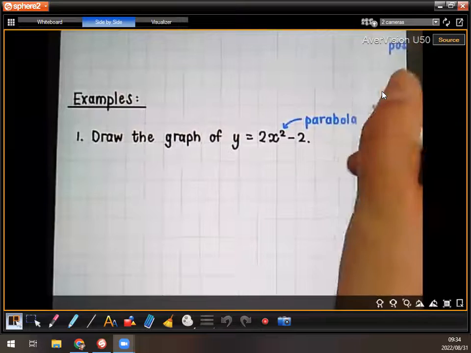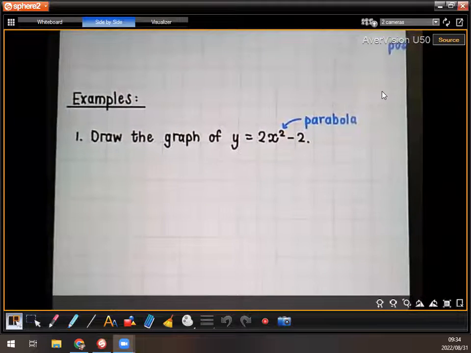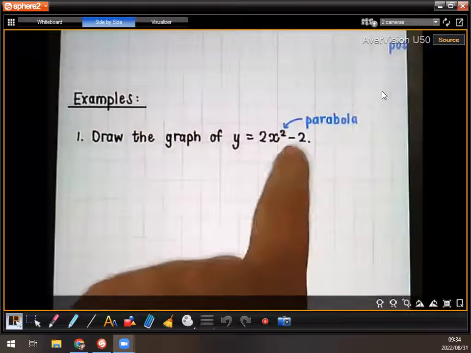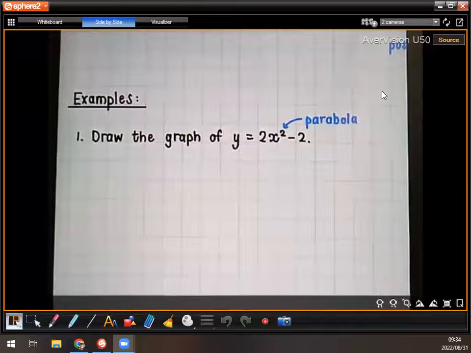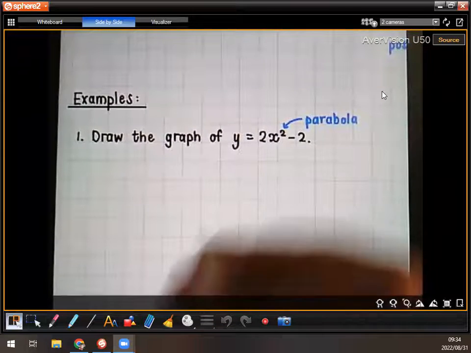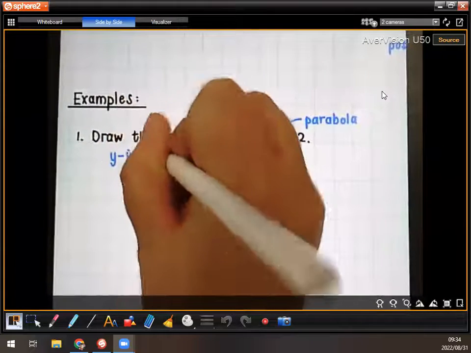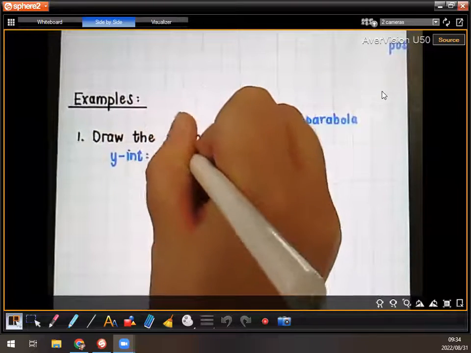In the test or exam, you will get mixed graphs that you need to draw. You need to know which equation will be which type of graph. First thing that we notice is that our q value, the constant term, is -2. So what is that? The y-intercept. Okay, so the y-intercept is going to be at 0, -2.